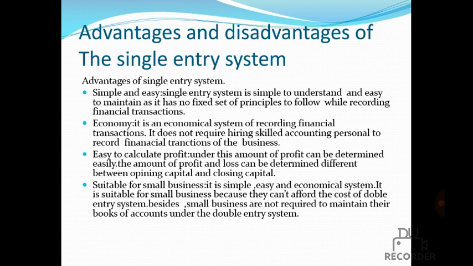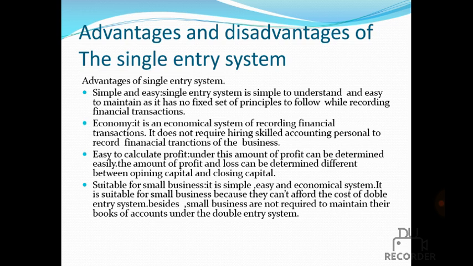Another topic is the advantages and disadvantages of the single entry system. The advantages of the single entry system are that it is simple and easy, economical, easy to calculate profit, and suitable for small businesses. We have to learn about it briefly. Simple and easy: the single entry system is simple to understand and easy to maintain, as it has no fixed set of principles to follow while recording business transactions.